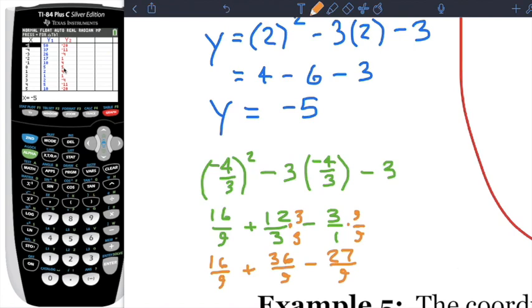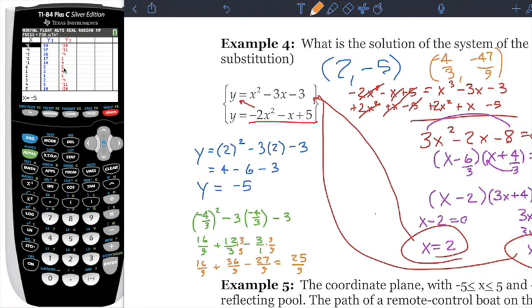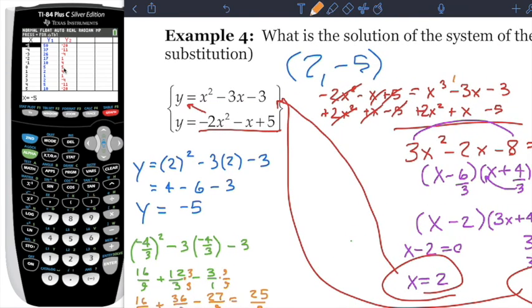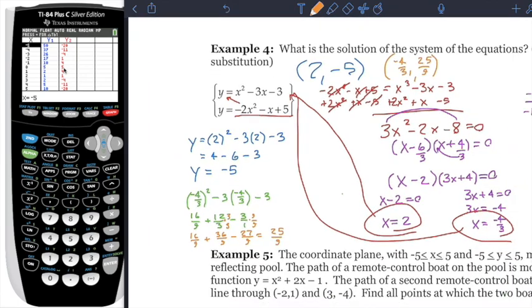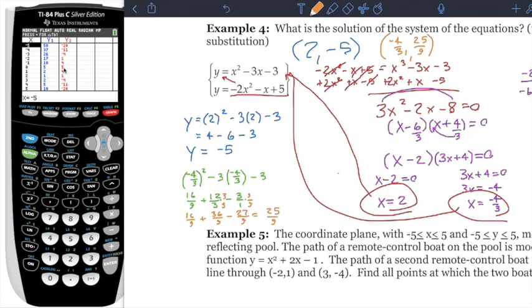Not the nicest looking thing in the world, but once you combine your fractions up, that'll come out to 25 over 9 once you do all that. You basically add up all your numerators together. That'll get us 25 over 9. So the answer to this one here will be negative 4/3, comma 25 over 9. And that'll be your answer there.